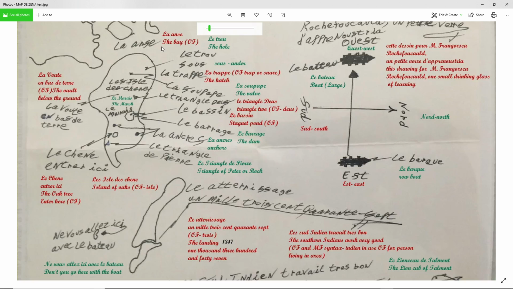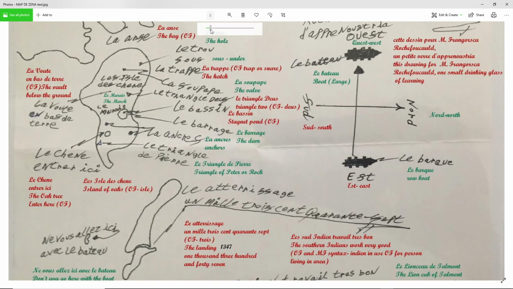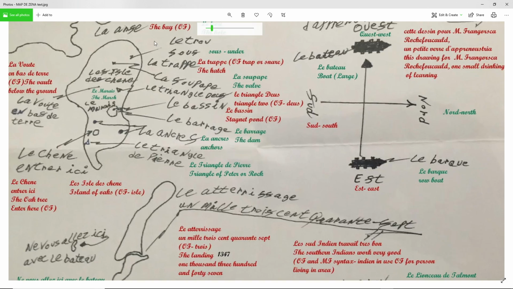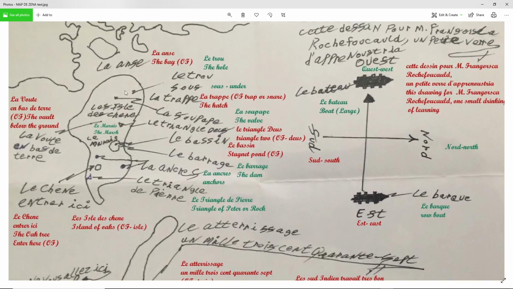So if you go to the top here, now in the show it says that this is the angel, but actually it's la anse. And one of the things that you'll know, and this will come up later, is this person writes their S's with little crosshatches going through the middle of them. So this is la A-N-S-E, which is the bay, also an Old French term.